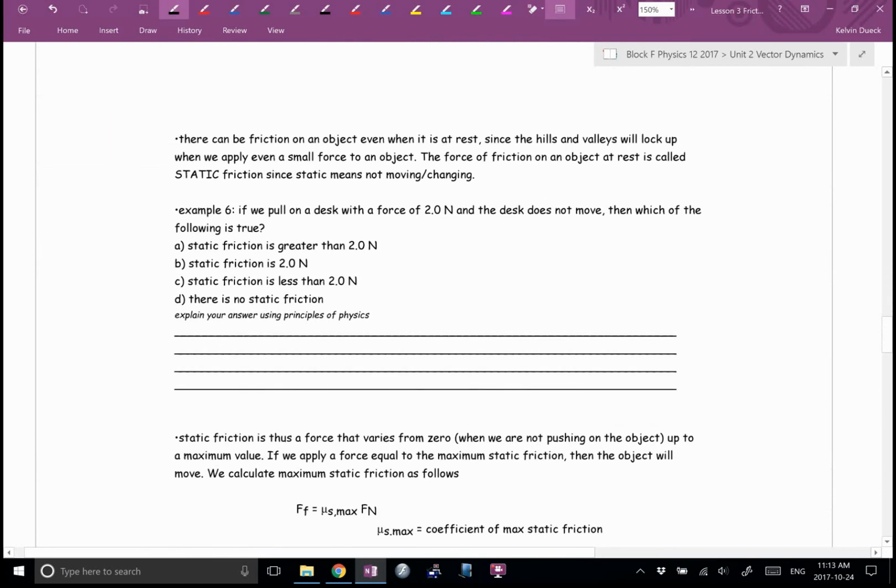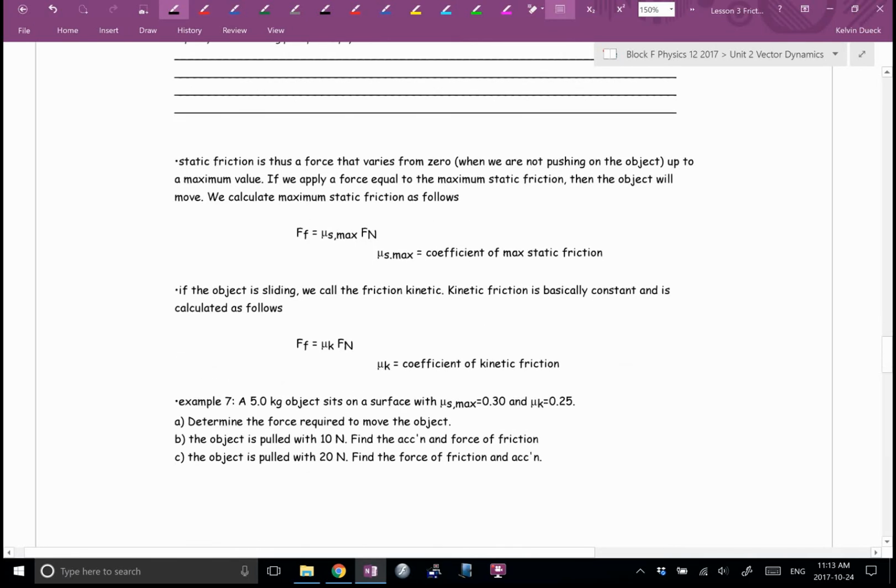There can be friction on an object even when it's at rest. In fact, there's two types of friction: static friction and kinetic friction. If you're ever moving something really heavy, getting it moving is tough, keeping it moving is easier. It's because there's two mu's. There's a mu static, and it's the maximum. Once you get it moving, there's a mu kinetic.